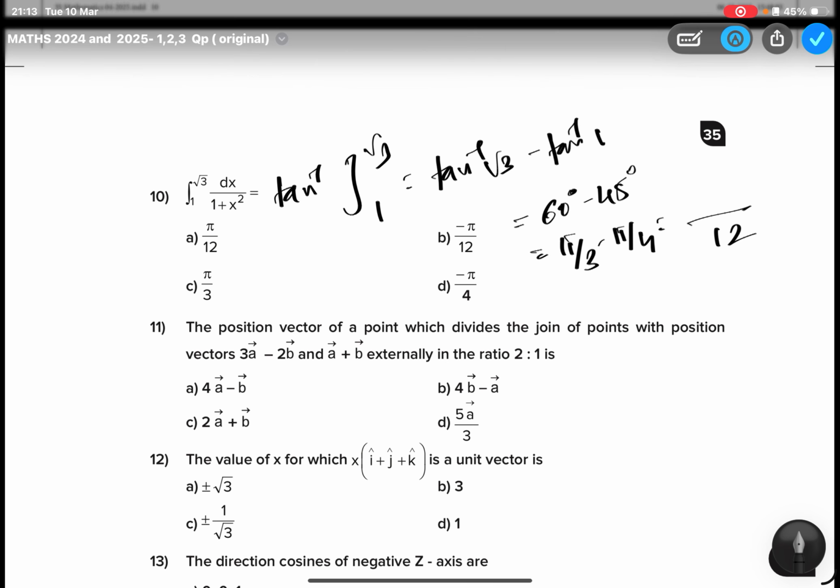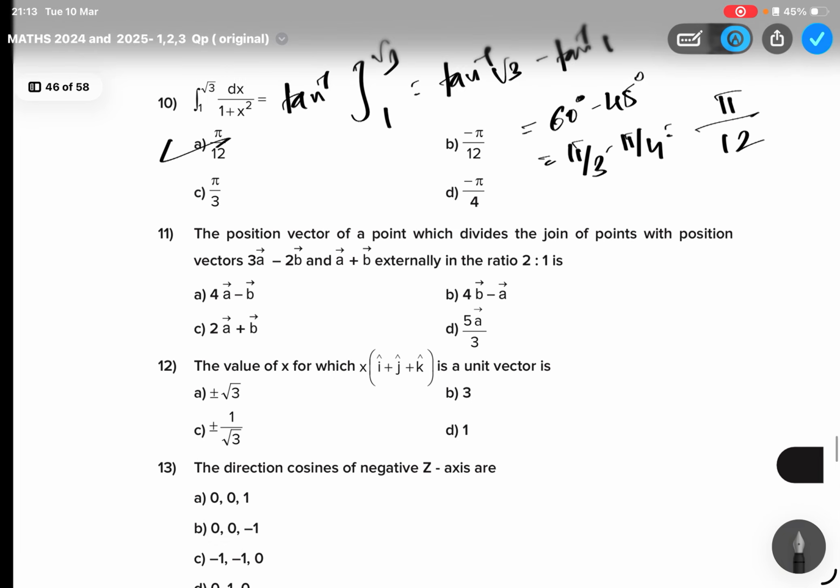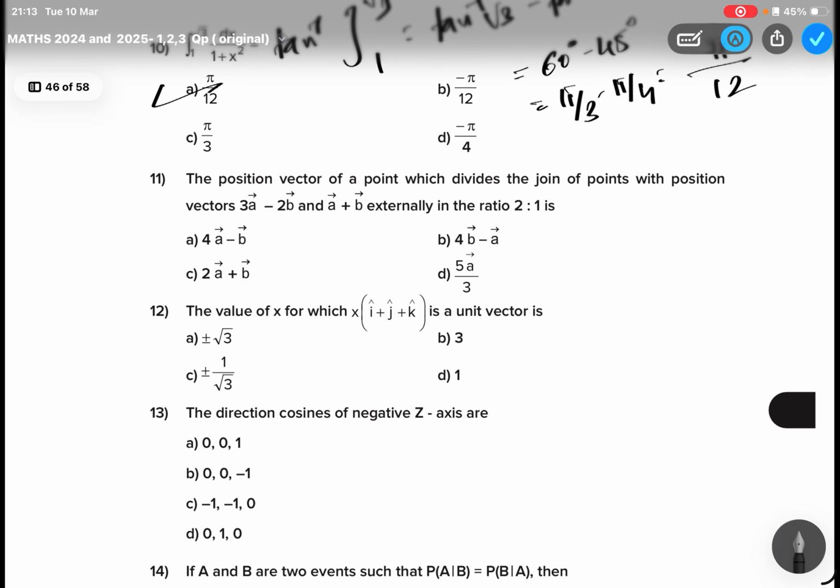LCM will be 12. 4 pi minus 3 pi, that will be pi by 12, 15 degrees. So the position vector of a point which divides the join of points with position vectors 3a minus 2b and a plus b externally in the ratio 2 and 1. Use the section formula.